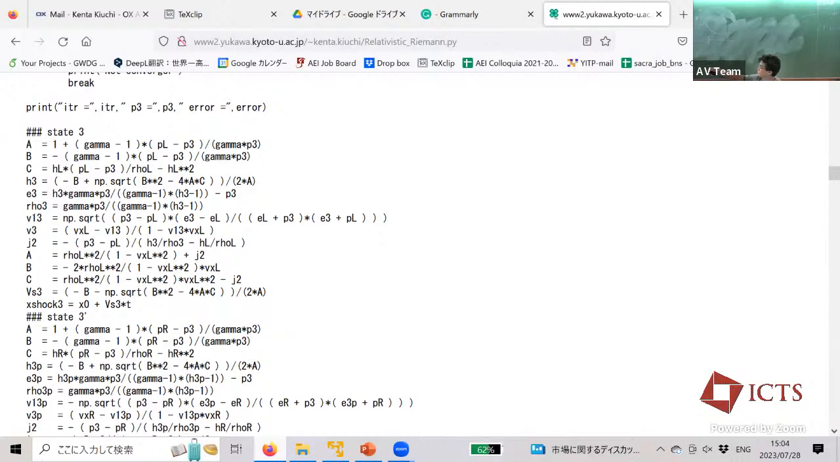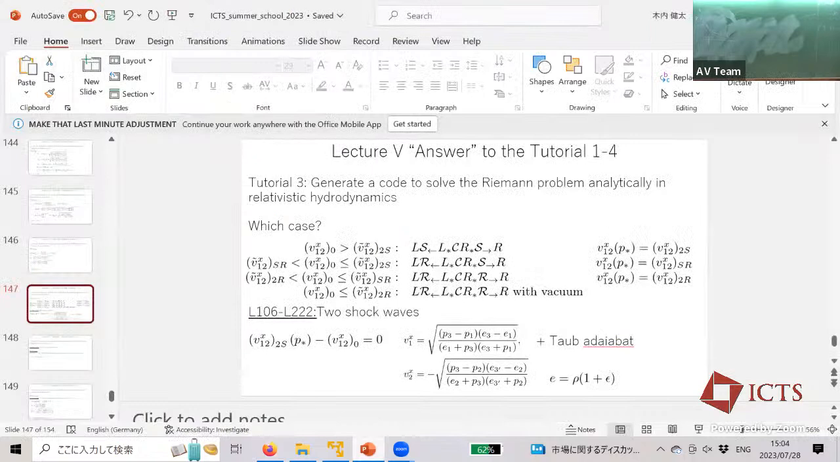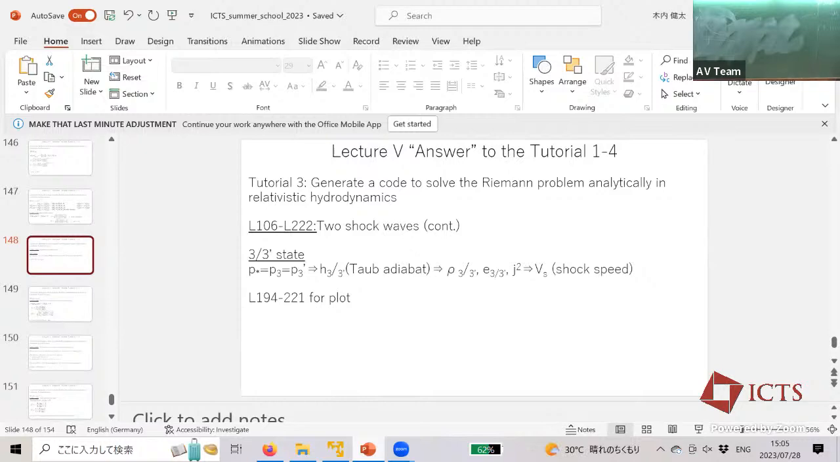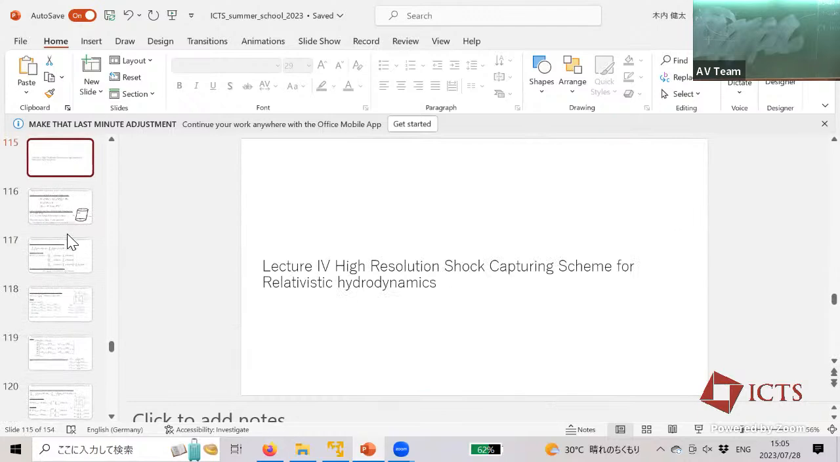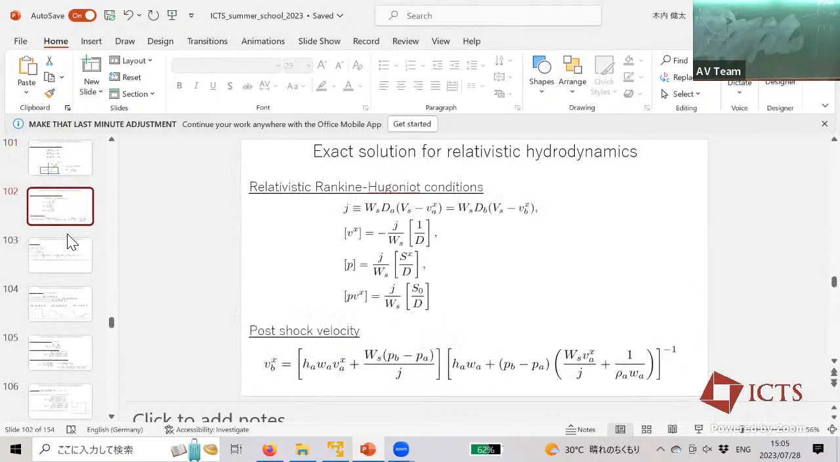And J2 is J square of the mass flux. Give me a second. Here. J square is this one, it's a mass flux, which is going to be used to evaluate the shock velocity Vs in this example.